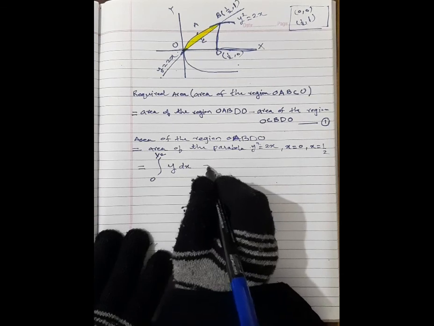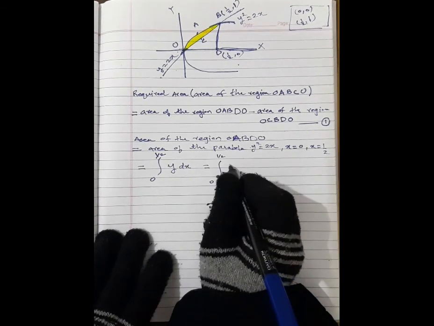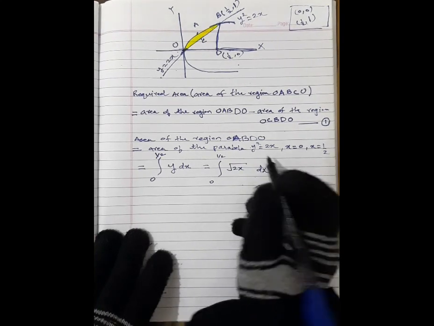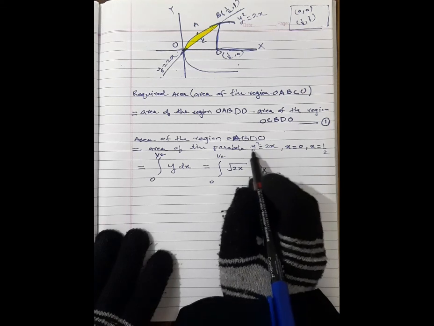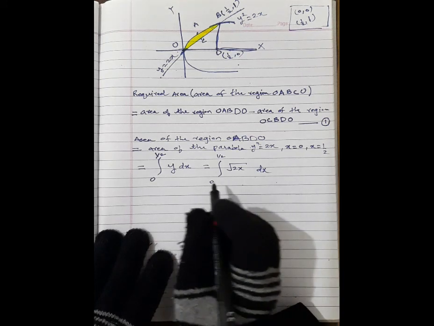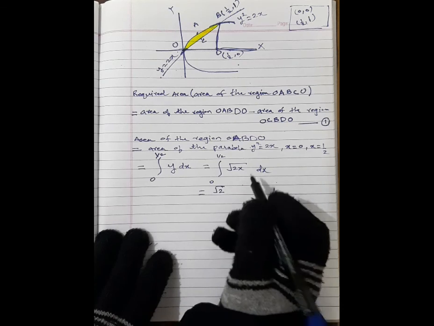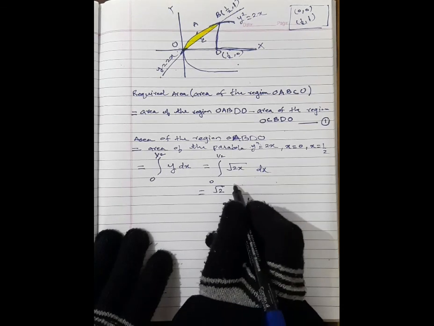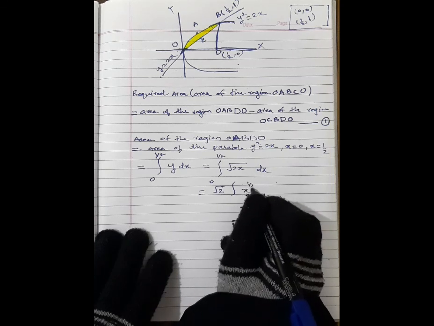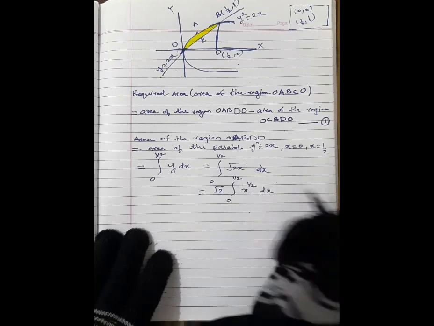So students, what is y? Y is nothing but root 2x, into dx. Y square is equal to 2x, then taking square root on both sides, y is equal to root 2x. So here students, root 2 we'll write outside of the integration and write integration of root x. Root x we'll write as x raised to 1 upon 2 dx.